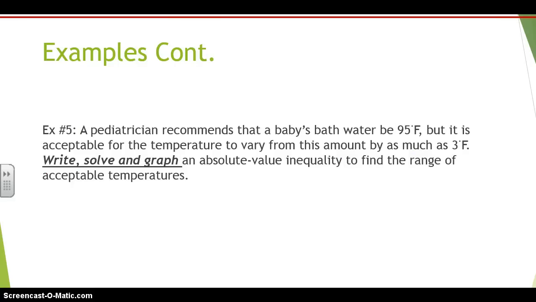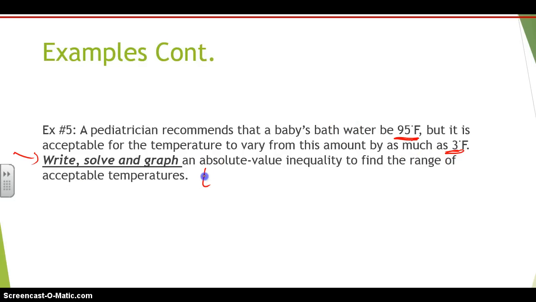Our last example, we have a story problem. It says a pediatrician recommends that a baby's bath water is 95 degrees Fahrenheit, but it is acceptable for the temperature to vary from this amount as much as 3 degrees Fahrenheit. Notice they want us to write, solve, and graph an absolute value inequality to find the range of acceptable temperatures. So it can range 3 degrees above or below that 95. So I'm going to set up a situation that shows the story problem.